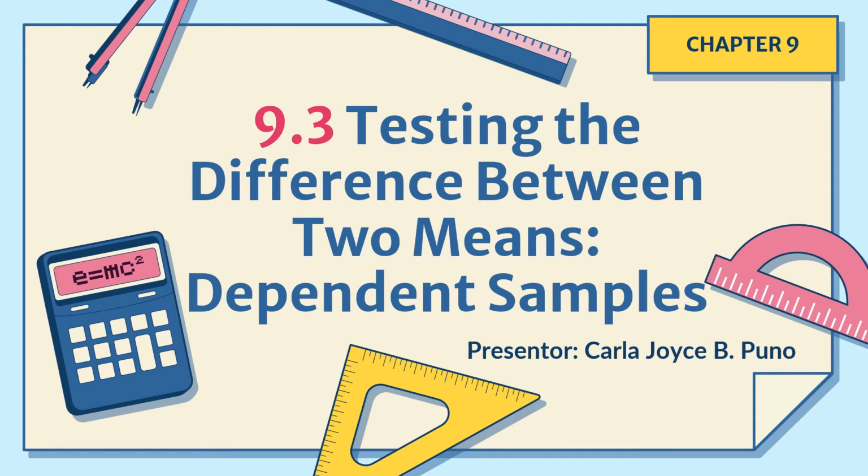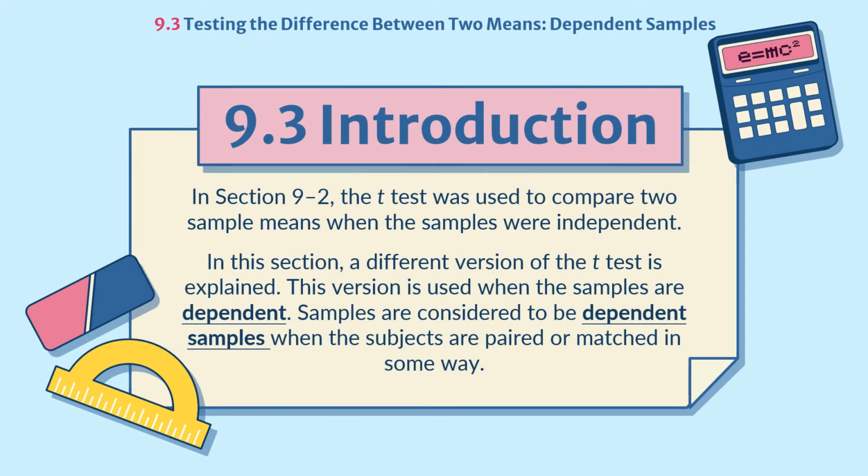I am Carla Joyce Puno and I will be discussing Chapter 9.3, Testing the Difference Between Two Means, Dependent Samples. In Section 9-2, the t-test was used to compare two sample means when the samples were independent. In this section, Chapter 9.3, a different version of the t-test is explained. This version is used when the samples are dependent. Samples are considered to be dependent samples when the subjects are paired or matched in some way.